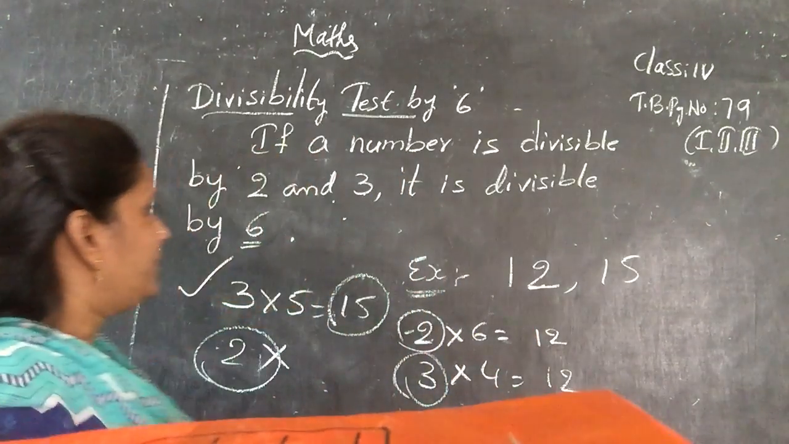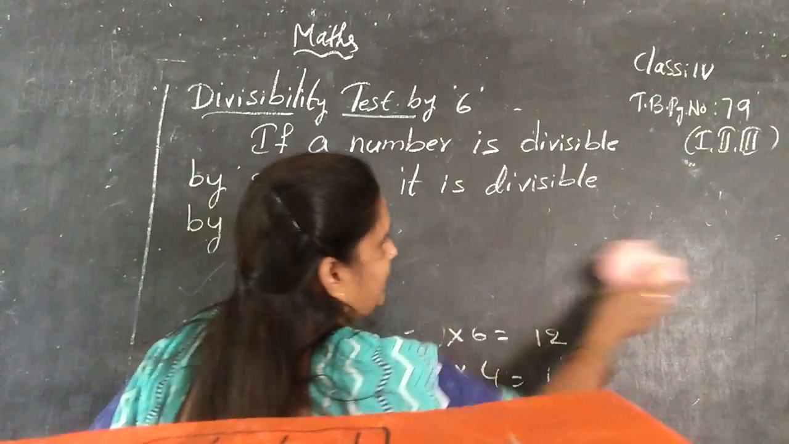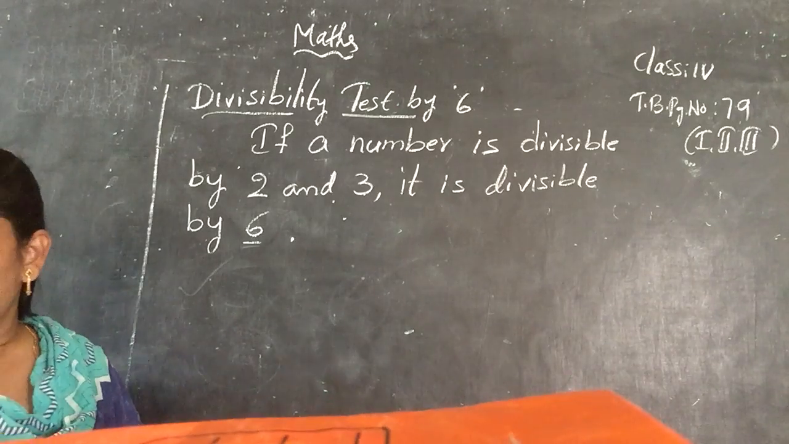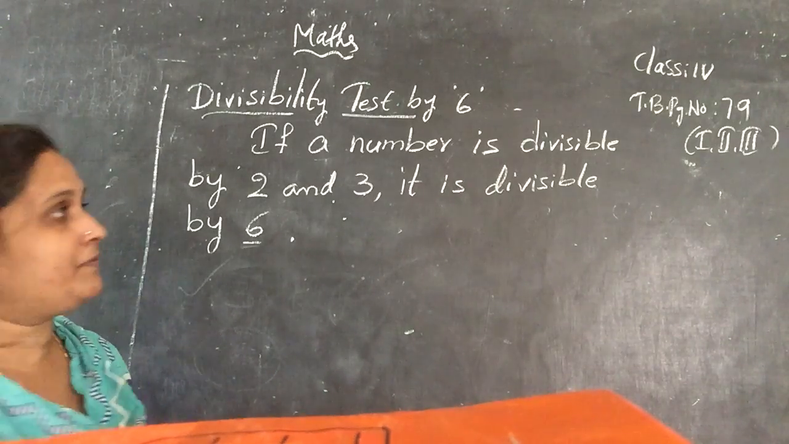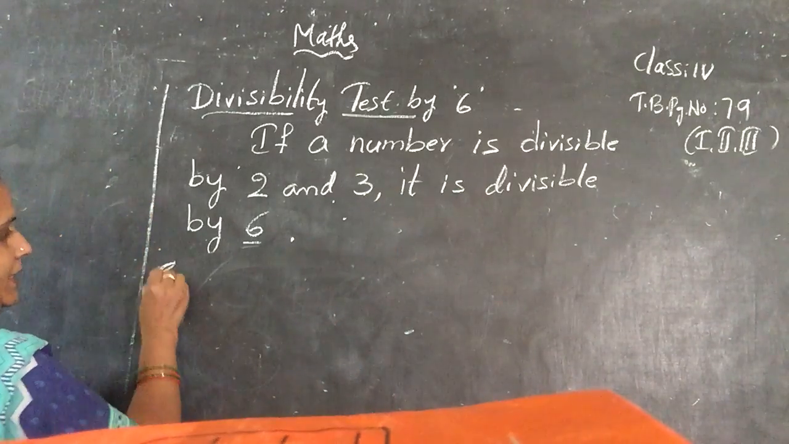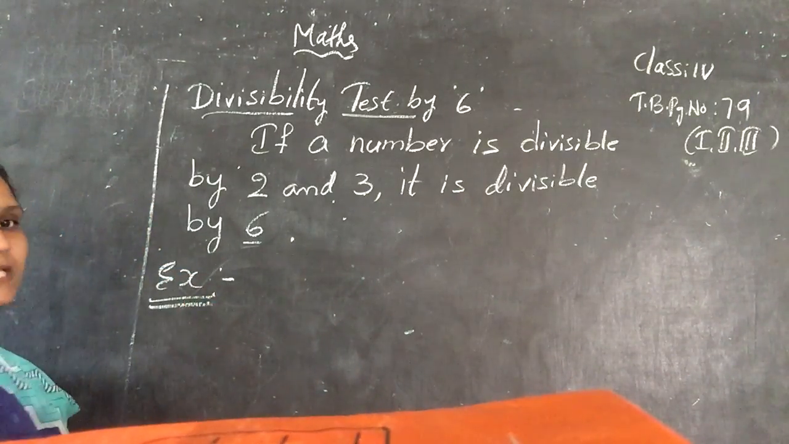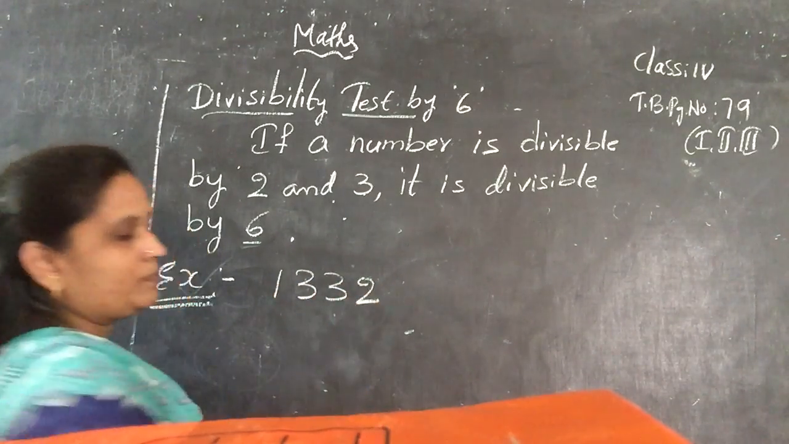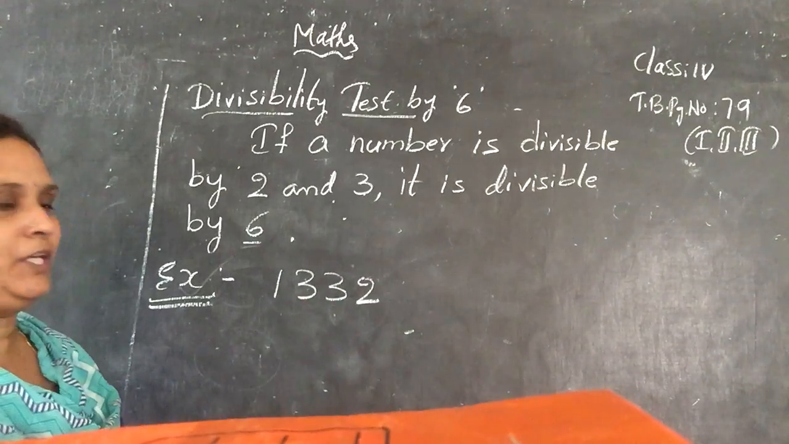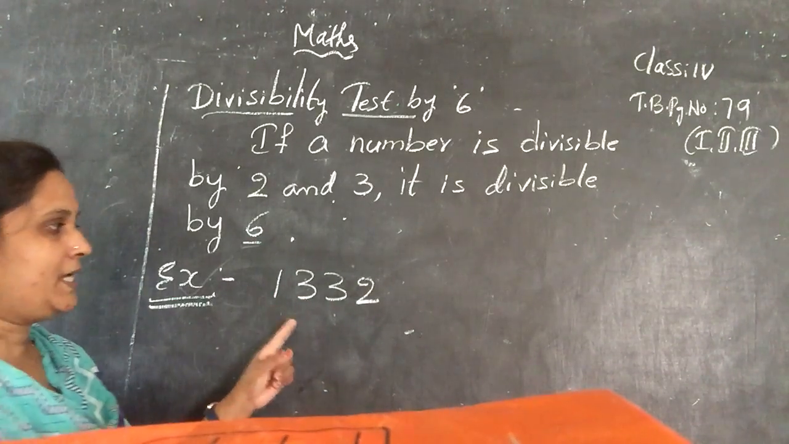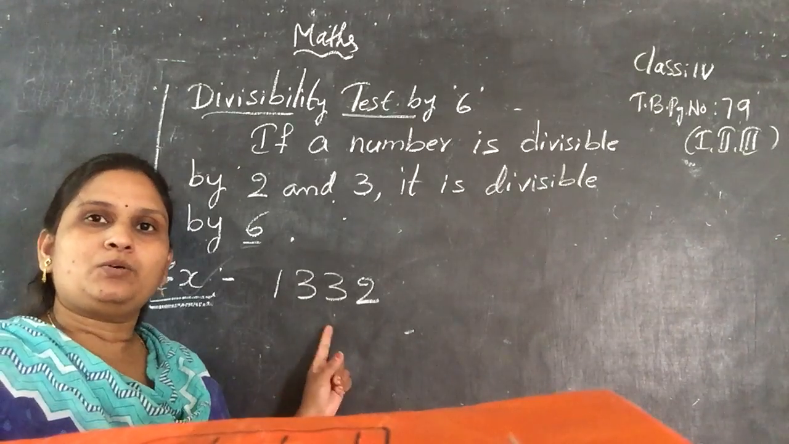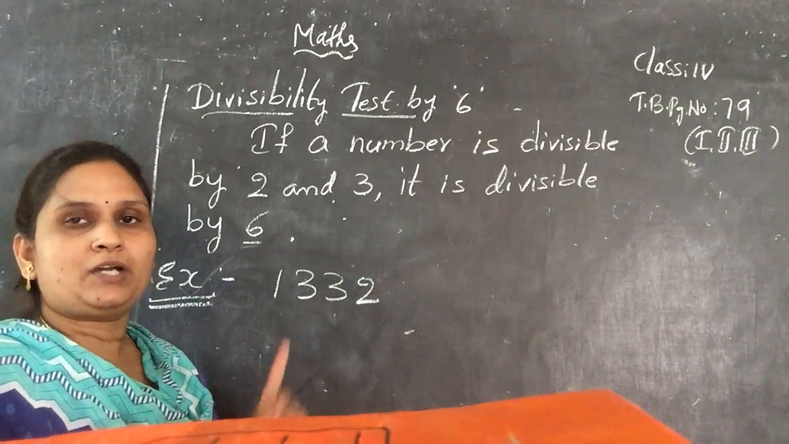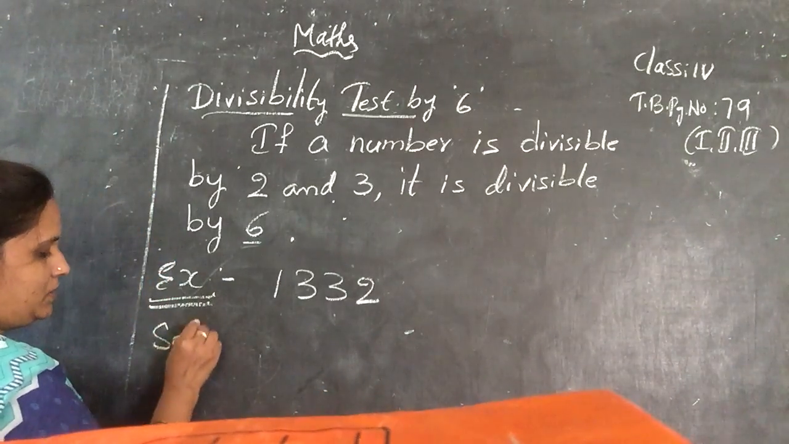Okay, now write the example for the divisibility test by 6. For that example, from textbook page number 79, section 5, today's homework, I am taking the first number as an example, children. The first number is 1332. Check whether this number is divisible by 2 or not, and at the same time check whether it is divisible by 3 or not.